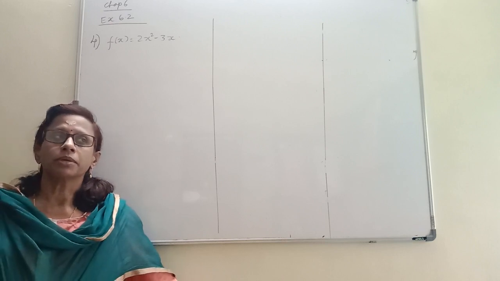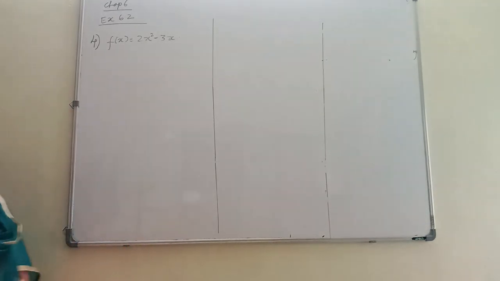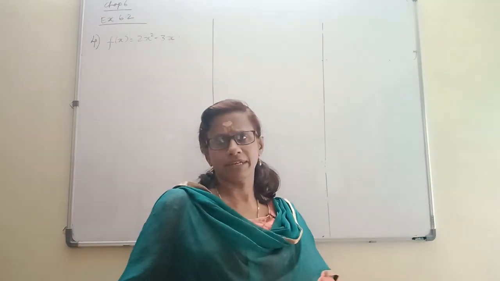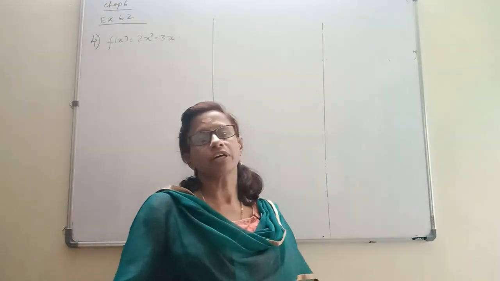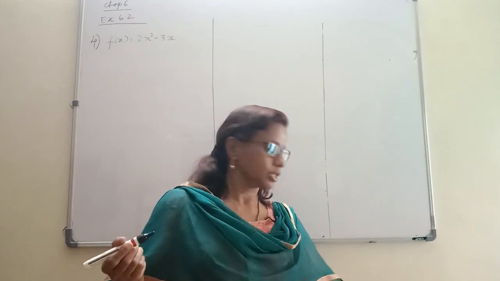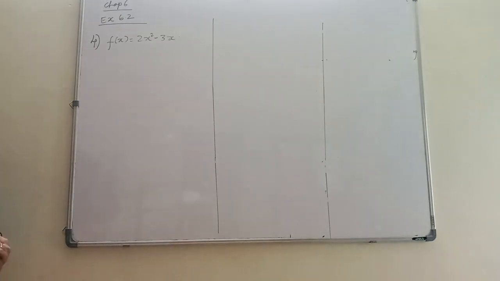The question, problem number 4, says that the function f of x is 2x squared minus 3x. So let's get started right away. Always we know that once we are given the function f of x, the next step is f dash x and so on. So let's get f dash x, see what happens. Let's get the derivative, check what happens.